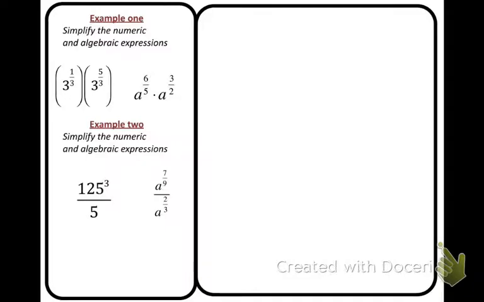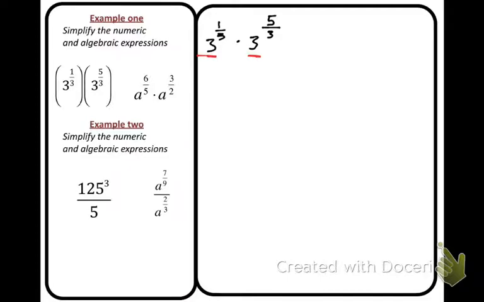So first, we're going to look at this one here to the left. We have 3 to the 1/3 power times 3 to the 5/3 power. So now, let me go ahead and rewrite this here: 3 to the 1/3 times 3 to the 5/3. The first thing we notice is that both of these bases are the same.